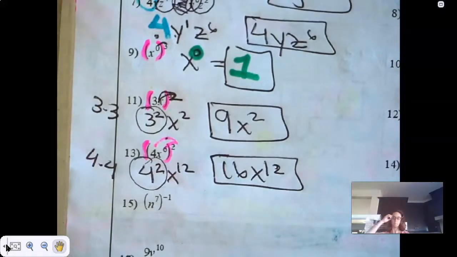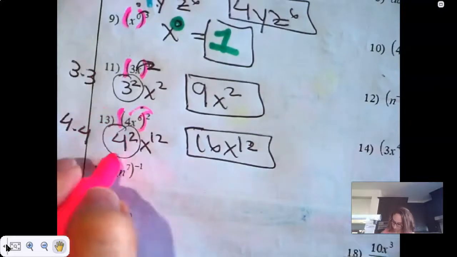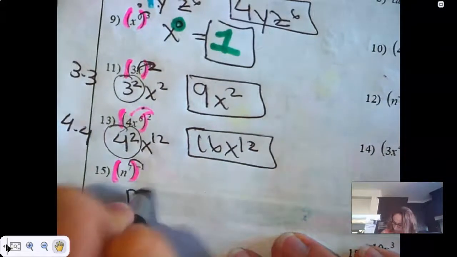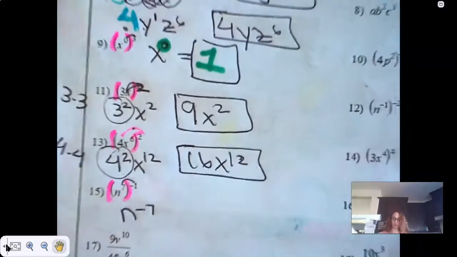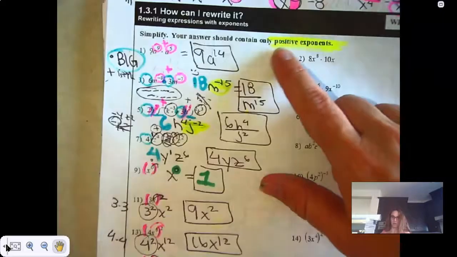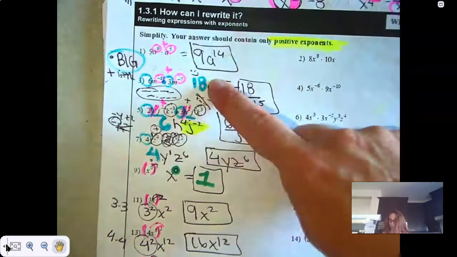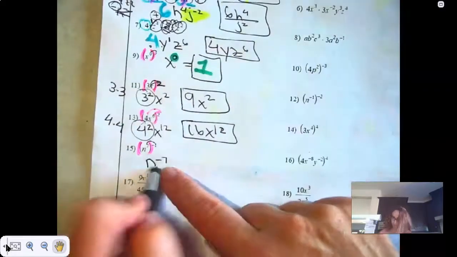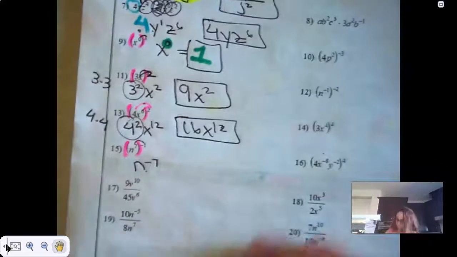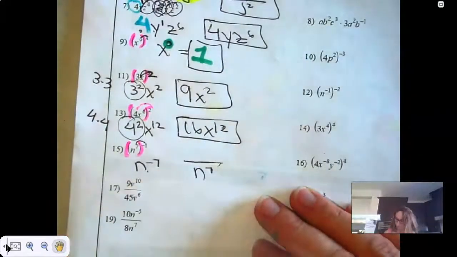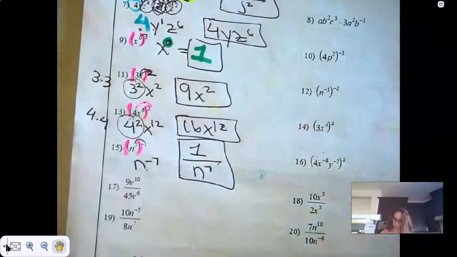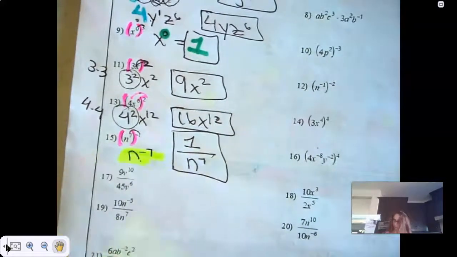Okay. Let me do the next one. When I see parentheses, what do I do? I multiply n to the negative 7. But they want positive exponents. So this moved to the bottom. This moved to the bottom. So now this has got to move to the bottom. But there's nothing up there, so you have to put a 1. So you cannot have negative exponents. Okay?